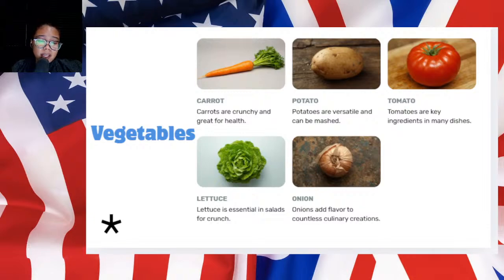You can grow tomatoes in a small garden or even in a pot on a balcony. And they come in many sizes, from tiny cherry tomatoes to large beefsteak tomatoes. So that is tomato.